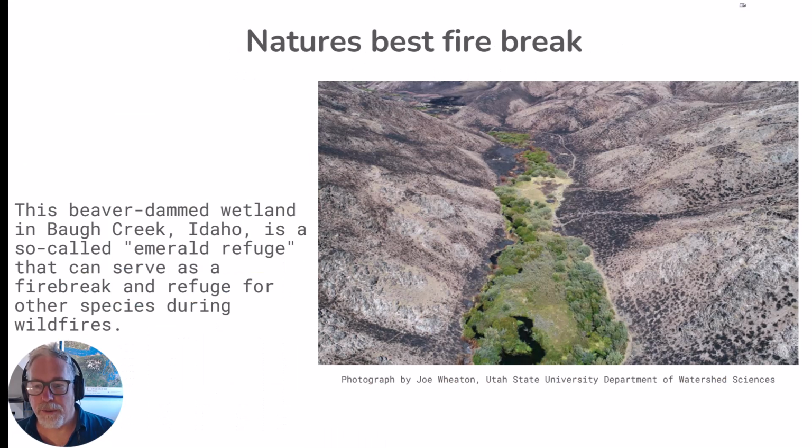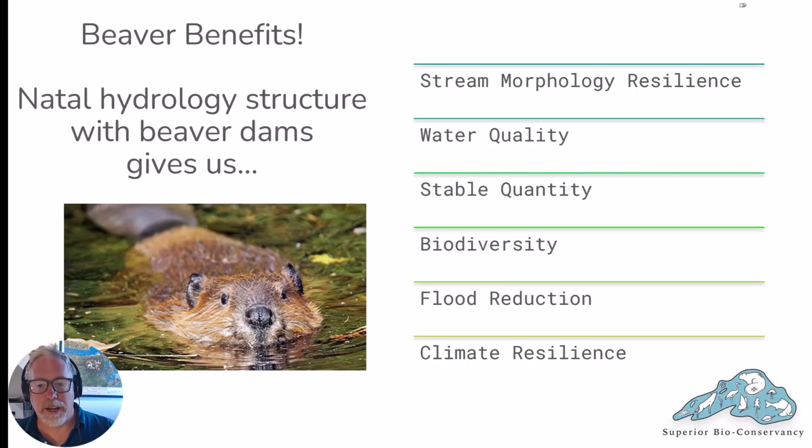In the western U.S., beaver complexes have proven to be the best fire breaks. This beaver-dammed wetland in Baugh Creek, Idaho, is a so-called emerald refuge that can serve as a fire break and refuge for other species during wildfires. So in summary, beavers provide stream morphology resistance, better water quality, stable water quantities, higher biodiversity, greater flood reduction, and climate resilience. And this is why we call them keystone species, because their impact on an ecosystem is much greater than it might first appear.